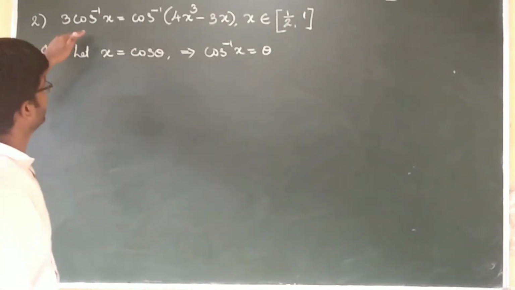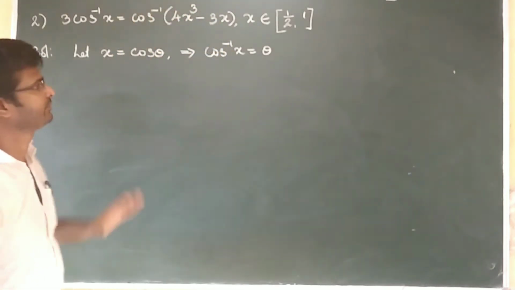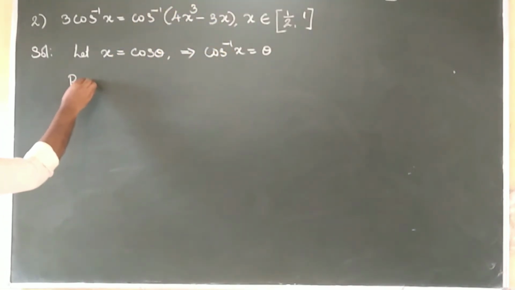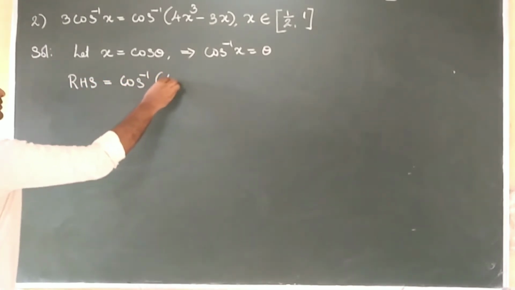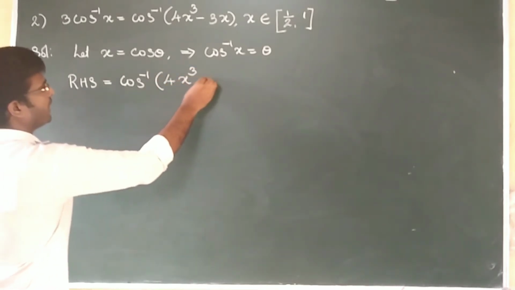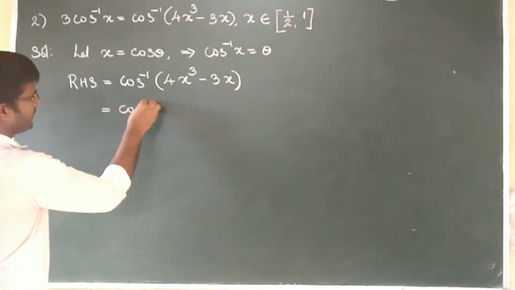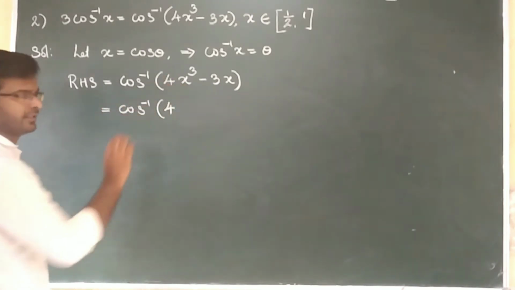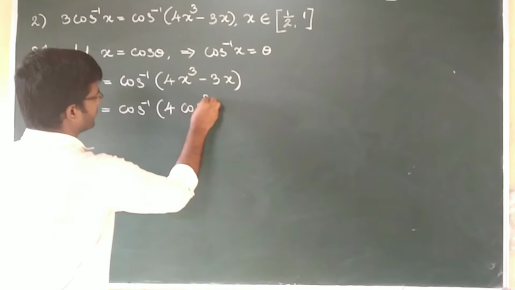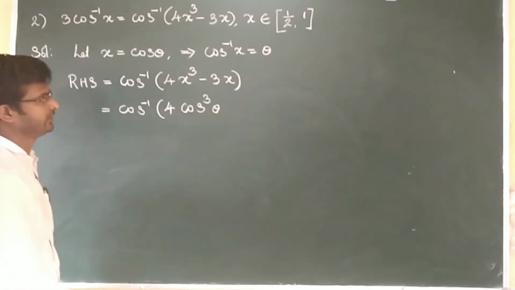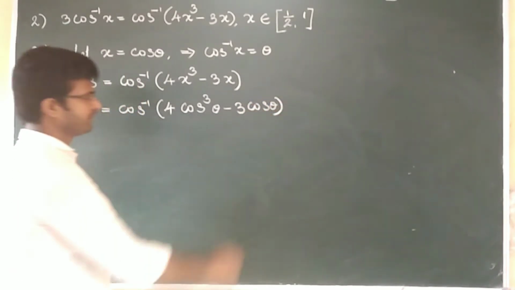Which part will we take, LHS or RHS? RHS is a little long, isn't it? We can simplify this part, so take RHS. RHS equals cos inverse of 4x cube minus 3x, equal to cos inverse of 4 cos cube theta minus 3 cos theta, since x value is cos theta.